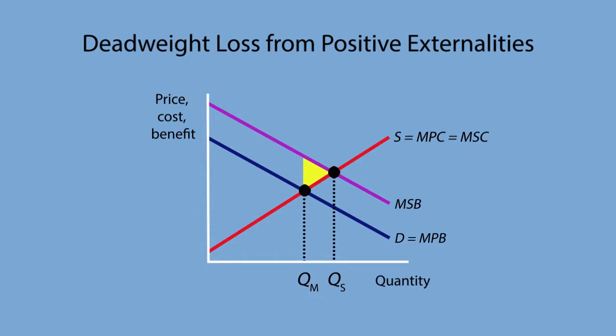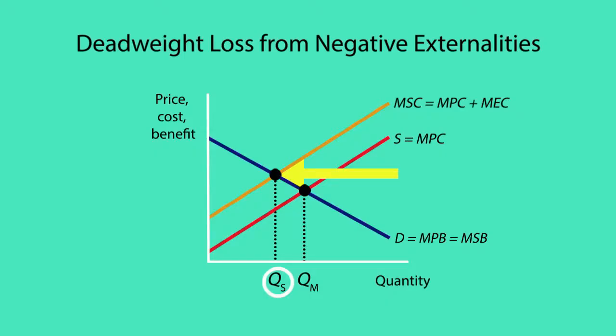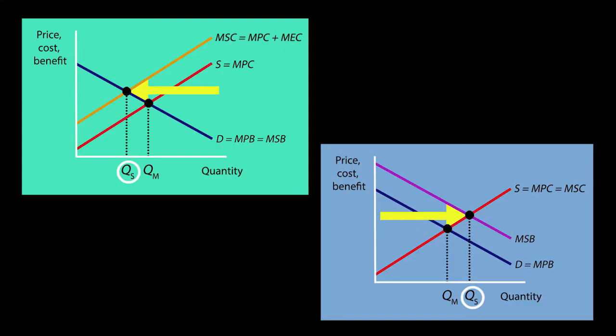Notice that the deadweight loss triangle is like an arrowhead pointing in the direction of the socially optimal quantity, whether there are positive externalities or negative externalities. So if you've drawn a deadweight loss triangle and it doesn't point toward the socially optimal quantity, you'll want to rethink your artwork.